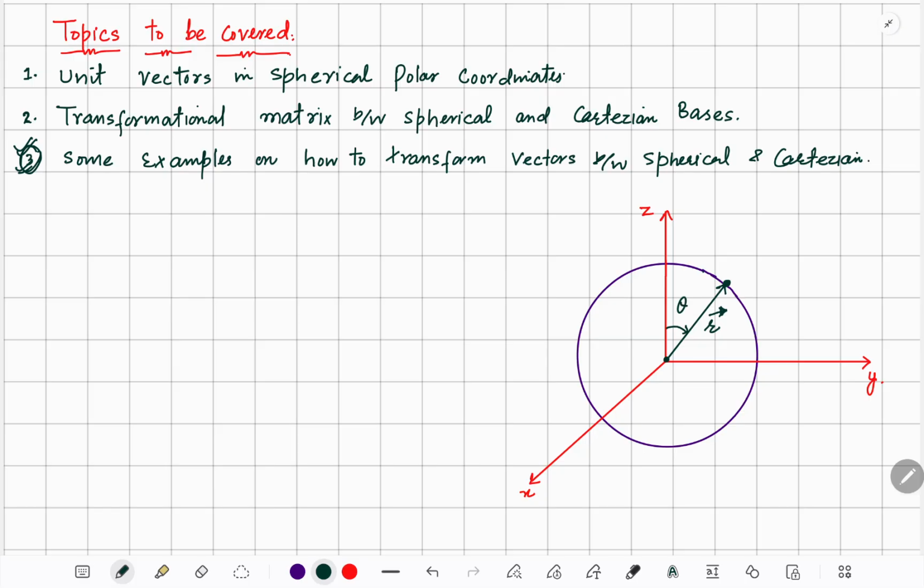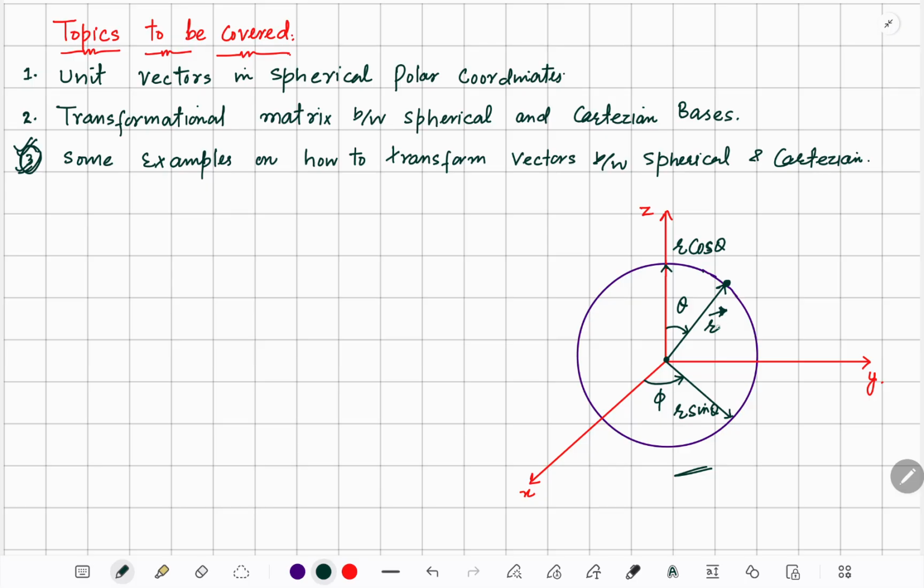Now this r has two components: one along the z-axis, which is r cos theta, and another on the xy plane, which would be r sine theta. I have given the details about this in the previous videos. Now, how much angle does this r sine theta make with the x-axis? That is phi. So I have defined r, theta, and phi.